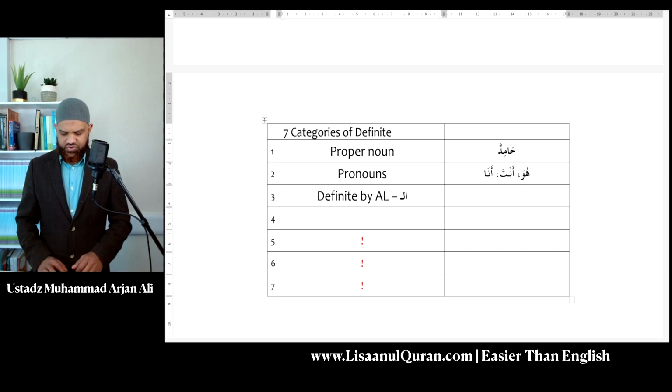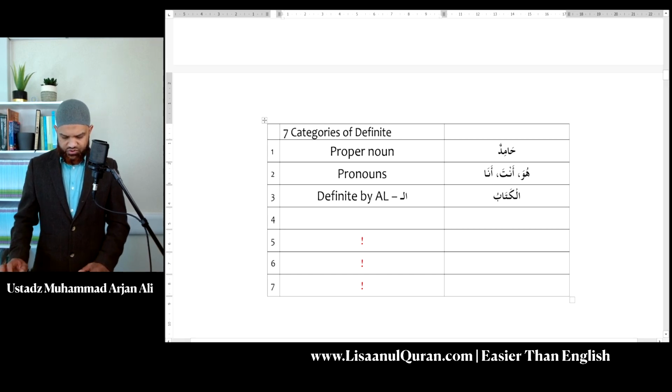Definite by adding al to it. So for example, we'll use kitab, which means a book. Normally you write kitab, let's say in the rafa status, kitabun, a book. But I want to say the book. So all I do is add al in front, al, and I must take the tanween away. So I'm left with al-kitabu.